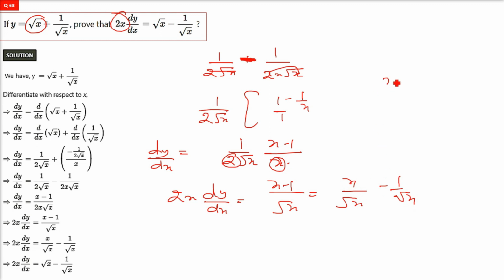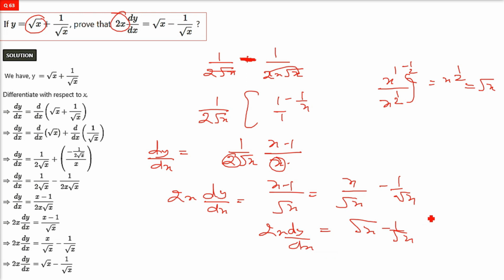X by under root x is nothing but root x. How? x to the power 1, x to the power half in the denominator. Half goes up, it is going to be negative. 1 minus half is half. So x to the power half is root x. It is root x minus 1 by root x. 2x dy by dx is this. I hope you got the idea. You have to write like what is given on the.